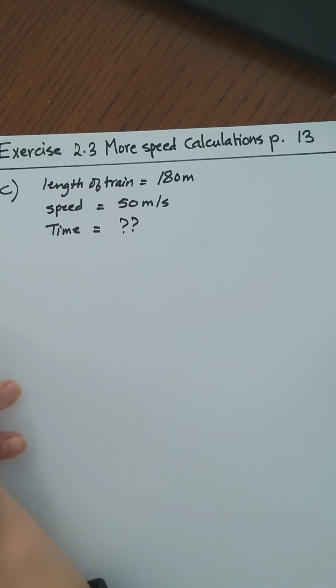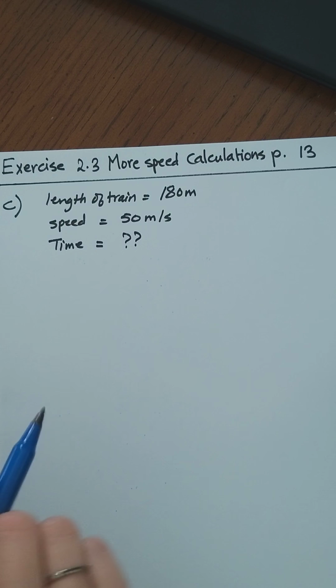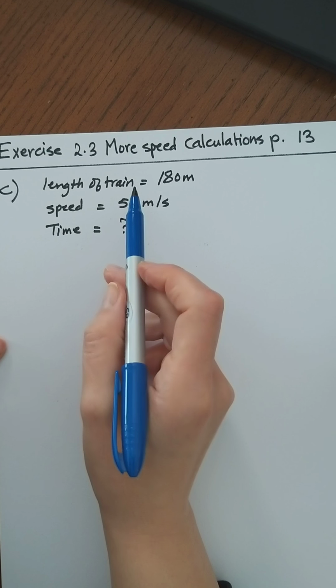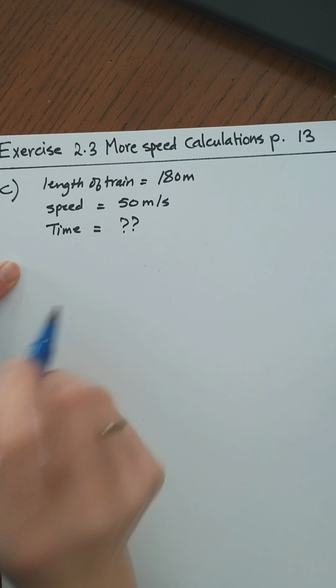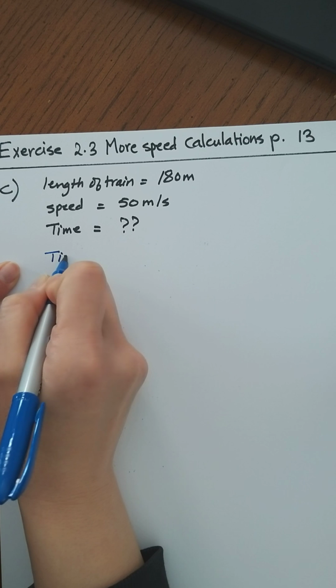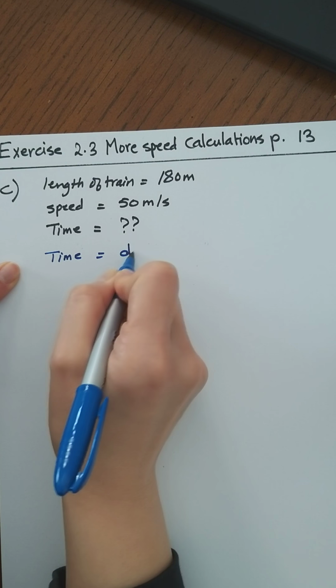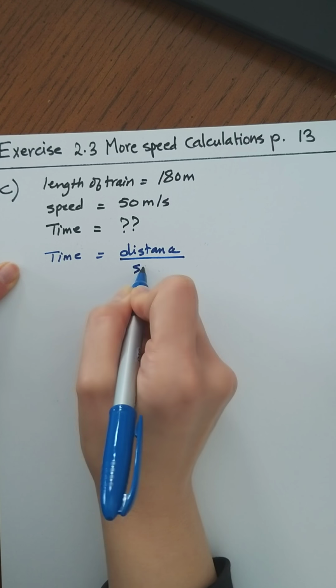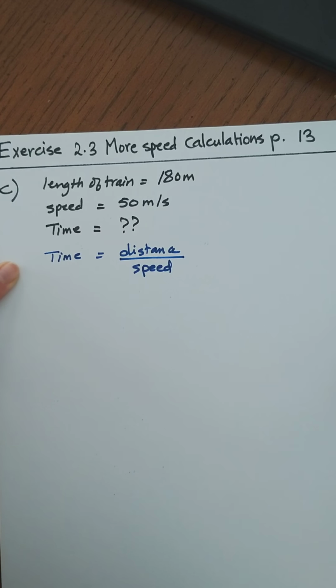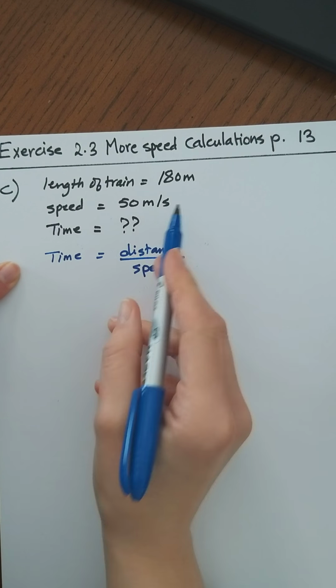If we make a simple drawing of this situation, we would know the values of speed and distance that we need to use to calculate time. We look at the formula of time. Time equals distance divided by speed. We already know the speed of the train. It's 50 meters per second.